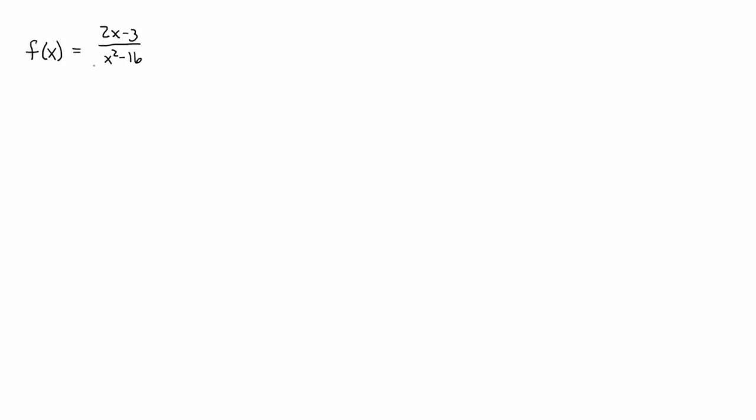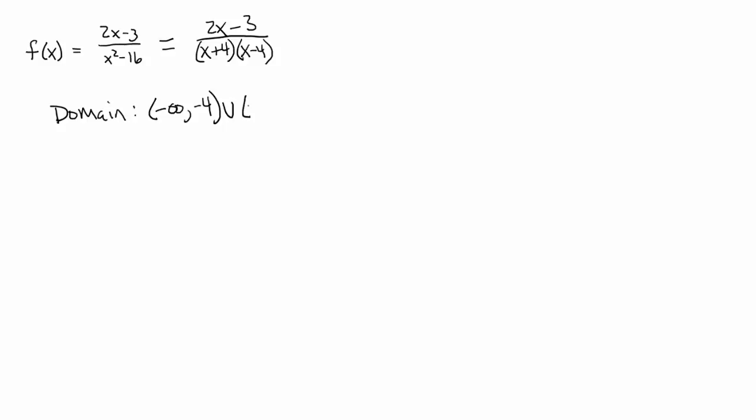Here we have the function f of x is equal to (2x minus 3) divided by (x squared minus 16). And the first thing that I'm going to do is rewrite this as 2x minus 3, and then since we have a difference of squares in the denominator, I'm going to write it as (x plus 4)(x minus 4). And now it's easier to see where the denominator is equal to 0. So our domain is going to be everywhere except for negative 4 and 4. So negative infinity to negative 4, union negative 4 to 4, union 4 to infinity.